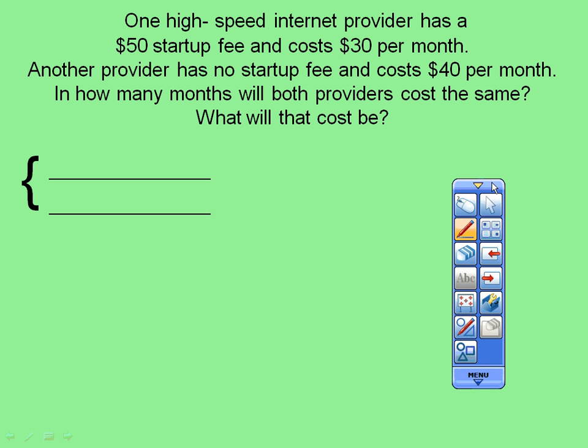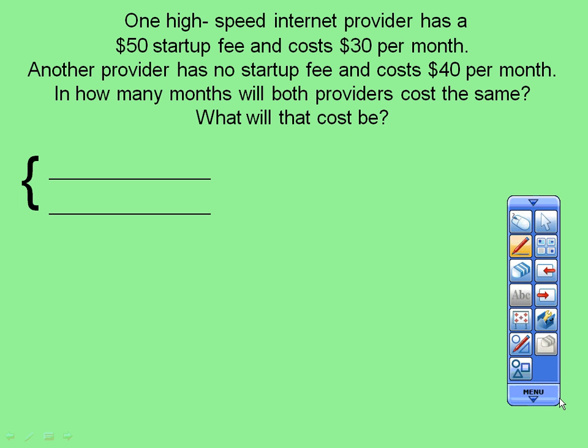Okay, one high-speed internet provider has a $50 startup fee and costs $30 a month. So for the first one, what are we going to write? 50 plus 30x. Good. Another has no startup fee and costs $40 per month. So what would I have? 40x. Right? So that would equal our total or our y, right? Does that make sense?